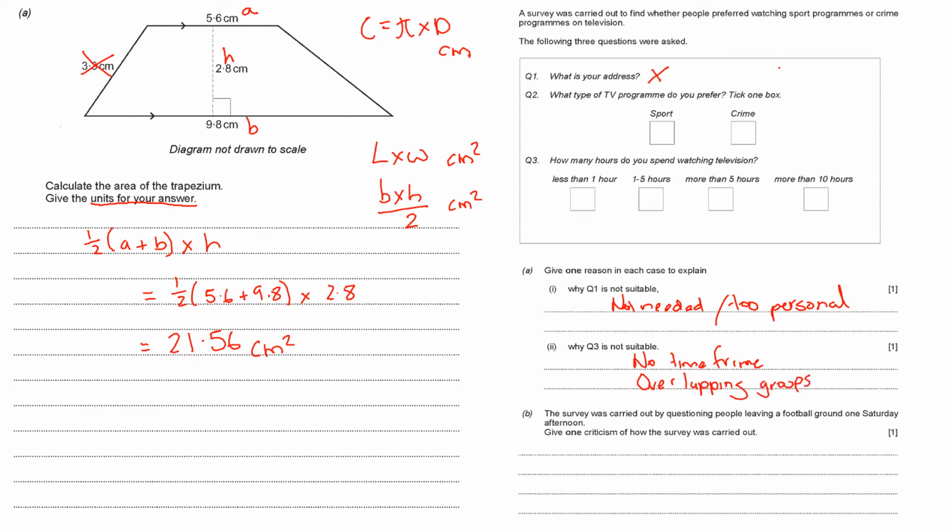Okay. And finally, the survey was carried out by questioning people leaving a football ground one Saturday afternoon. Criticism: biased location. Are people leaving a football ground more likely to say they prefer sport programs or crime programs? Right? They should have gone to a town centre or somewhere random to ask this, not outside a sports ground.